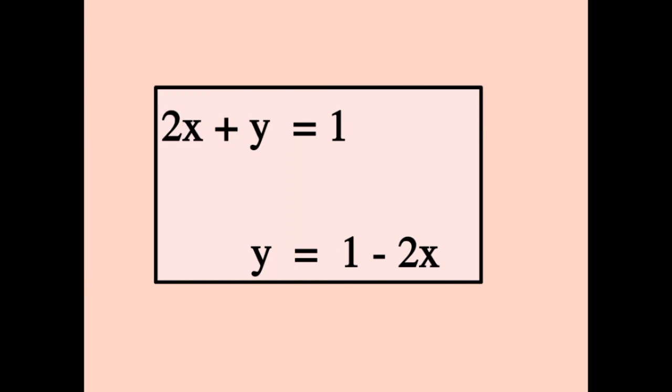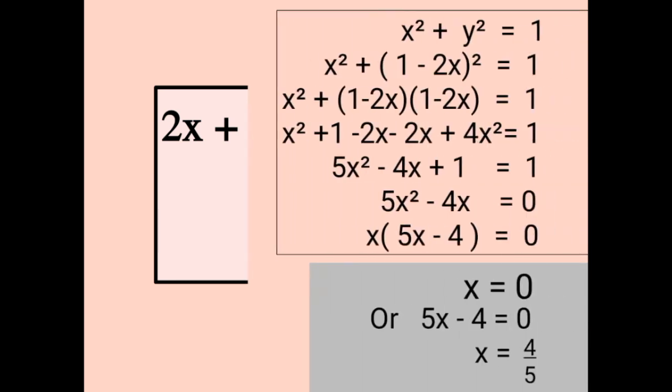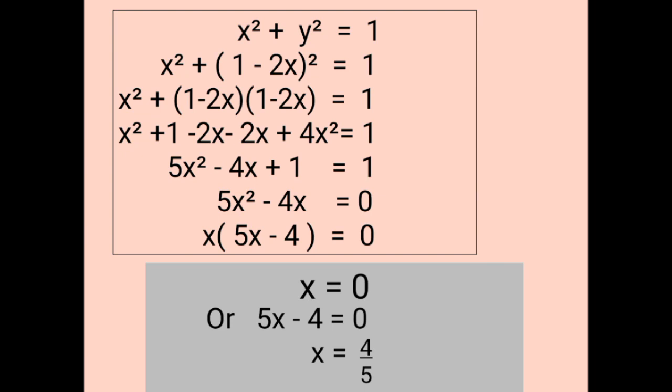First, rearrange equation 1 to get y equals 1 minus 2x. Then, substitute this into the second equation in place of y. So, it's x squared plus y squared equals 1. Substituting 1 minus 2x instead of y gives us x squared plus (1 minus 2x) squared equals 1. So, x squared plus (1 minus 2x) times (1 minus 2x) equals 1.